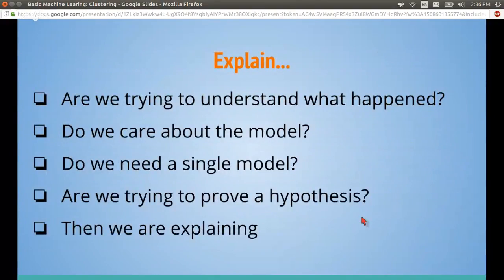So to me, are we trying to understand what happened? This is the explain side. Did we study a bunch of students in an online course and try to see how effective the course was in teaching them? We're going to look at what happened and come up with an explanation of what happened in the past. Do we need a single model? Do we care about the model? Are we trying to publish some formula that explains why these students did well? Are we doing hypothesis testing? Then we're in the explain world.